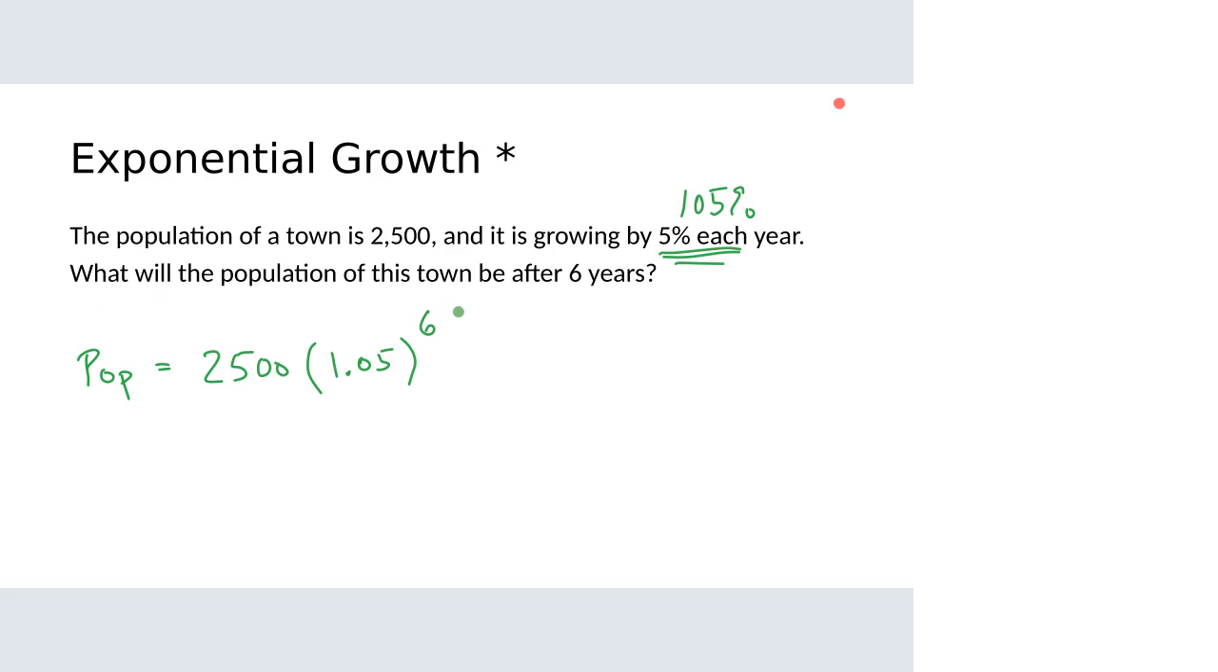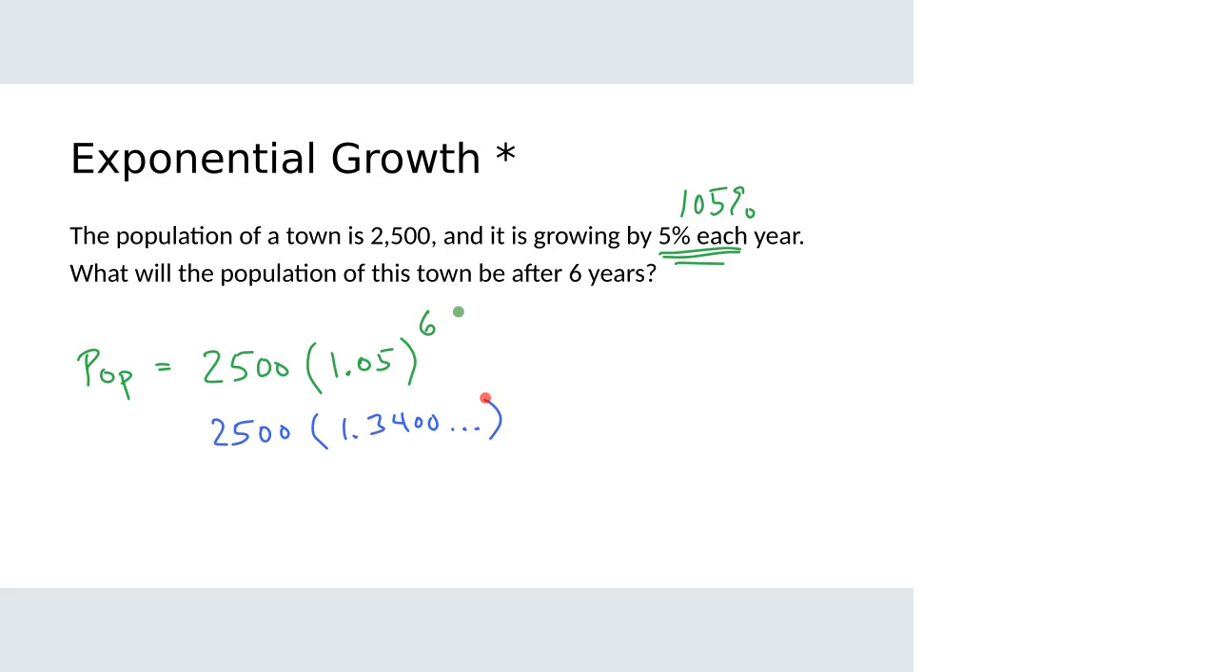And there's our model. It's essentially, how many people do we start with? What's our growth rate? How many years are we looking down the road? So that's our setup for our model. Now we're going to use order of operations. We've got to do the exponent first. We'll have 2,500 times whatever 1.05 to the 6 is, which is 1.3400, and that keeps going.